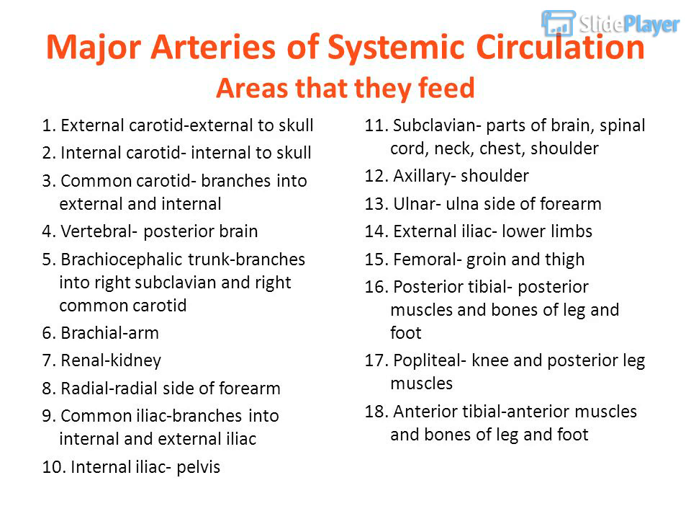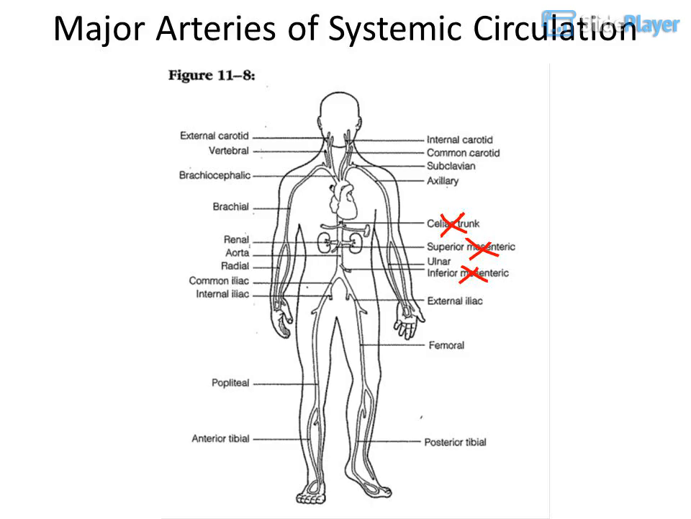15. Femoral, groin and thigh. 16. Posterior tibial, posterior muscles and bones of leg and foot. 17. Popliteal, knee and posterior leg muscles. 18. Anterior tibial, anterior muscles and bones of leg and foot. Major arteries of systemic circulation.